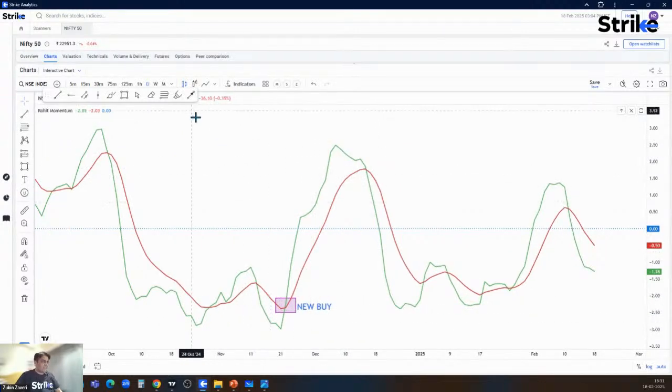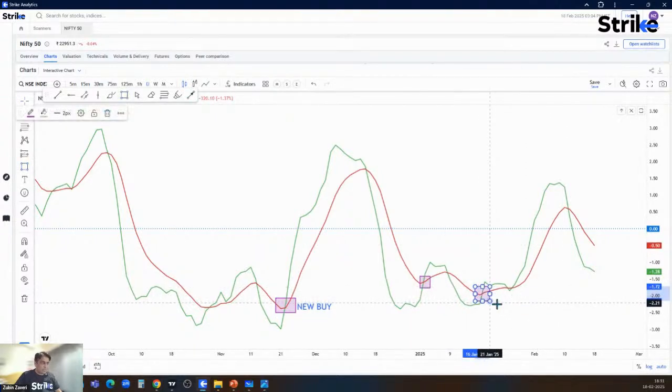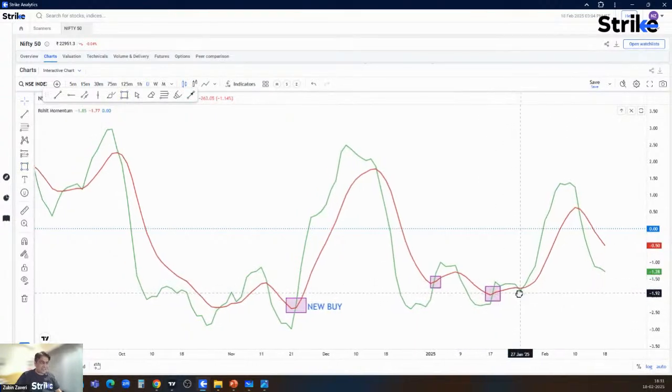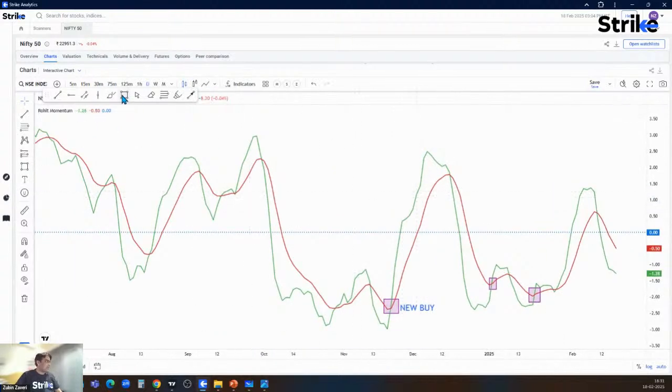Similarly, whenever the green line crosses the red line, a new buy signal gets generated over here, over here, and over here. All right, so all these are new buys. Similarly over here as well. When the green line goes below and comes up, this is where a new buy signal gets generated.